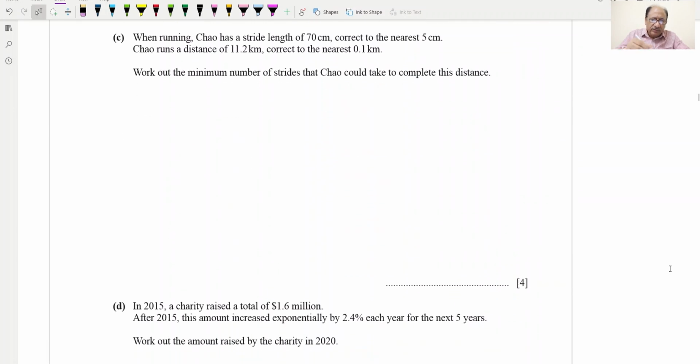Now next is, when running, Chow has a stride length of 70 centimeters, correct to the nearest 5 centimeters. So 70 centimeters, we can find the upper bound and lower bound. We'll be adding and subtracting half of 5, which is 2.5. So this will give us the upper bound and lower bound, which will be 72.5 and 67.5 centimeters basically.